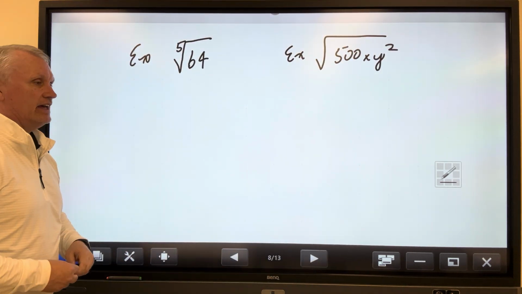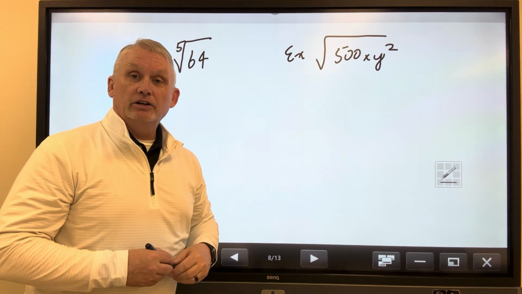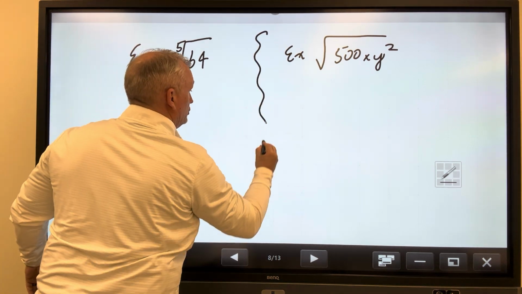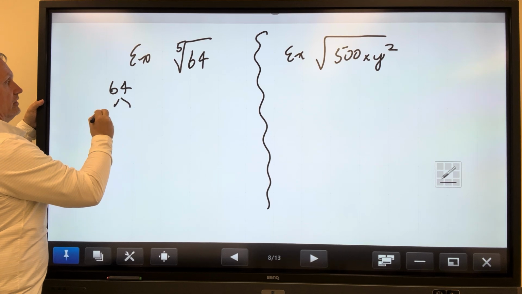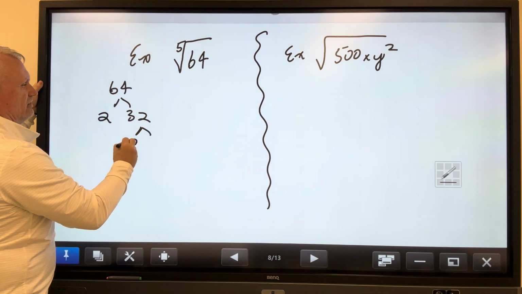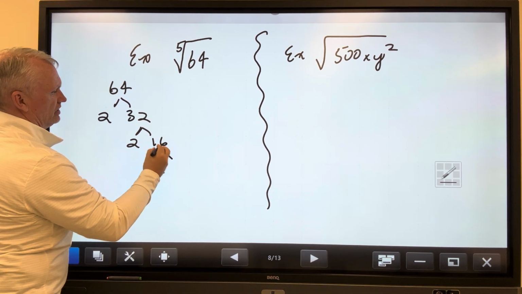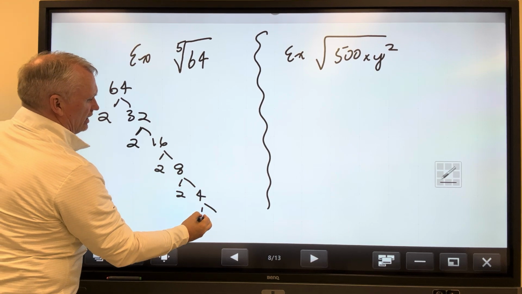Let's take a look at this. The 5th root of 64. Well, I know I can break it down by a 2 again. And by the way, these are two separate examples. So 64, well, I know that this is 2 times, what is that, 32? This is 2 times 16. This is 2 times 8. 2 times 4, and 2 times 2.